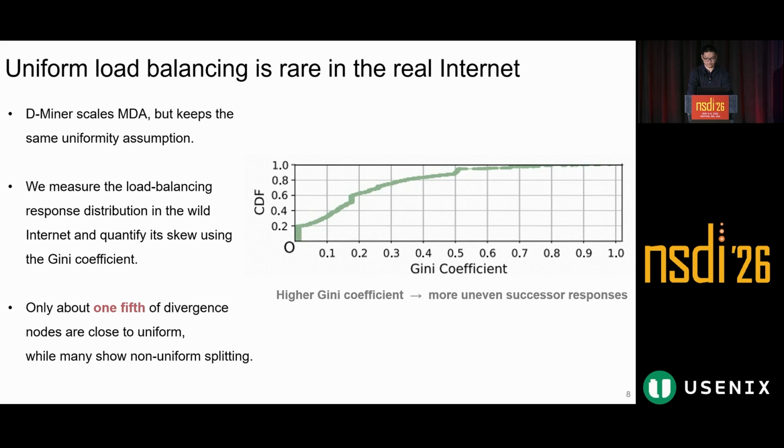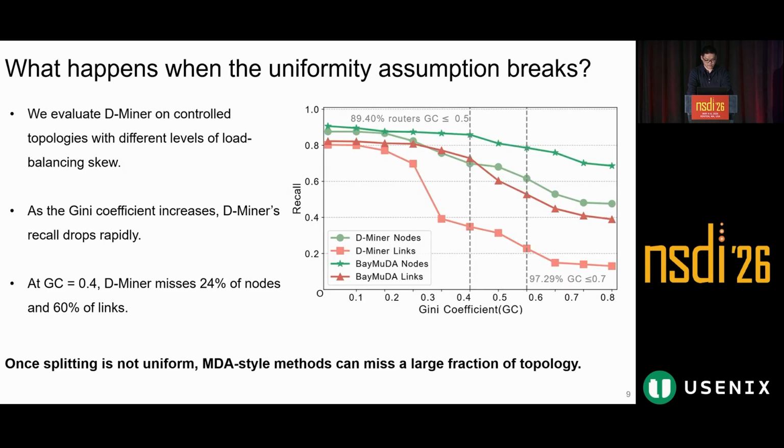And once that assumption breaks, the classical statistical guarantee becomes unreliable. So the next question is not just whether the uniformity assumption can fail, but how much damage that failure actually causes. To answer that, we evaluate D minor on controlled topologies. As the Gini coefficient increases, D minor recall drops rapidly. At GC 0.4, D minor misses 24% of nodes and 60% of links. So once the uniformity assumption breaks, MDA style methods can miss a substantial fraction of the topology in practice.